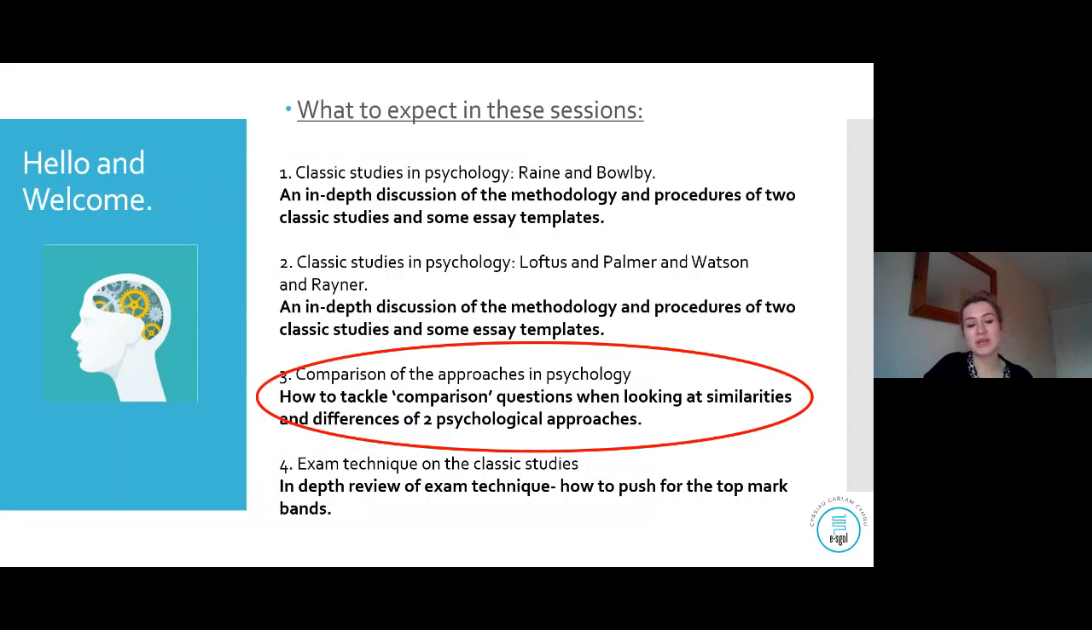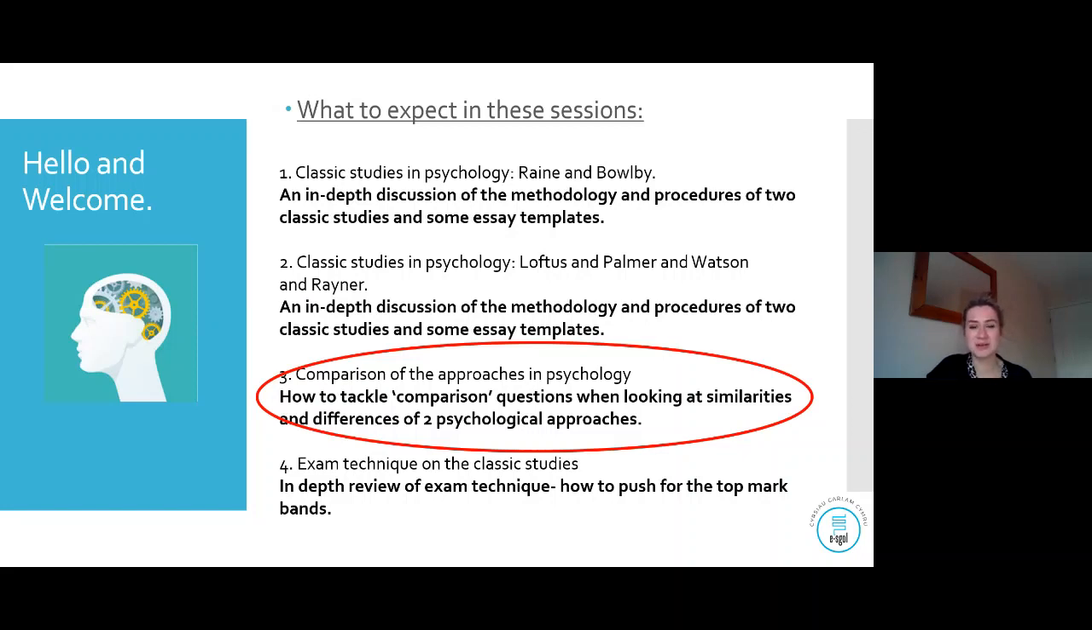Okay, so this is our third session within this year's cohort of revision sessions. And we've already looked at some of our classic studies in psychology within Unit 1. So we looked at Rain and Bowlby, and then last week we looked at Loftus and Palmer and Watson and Rayner. Today we're moving away slightly from the classic studies, and actually we're going to look at an element within Unit 2, which is looking at your comparison of your approaches.